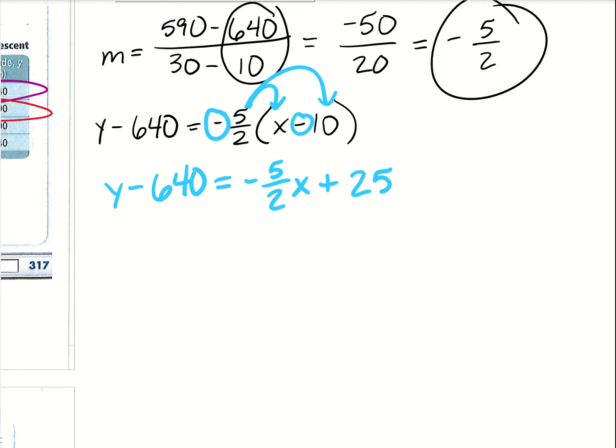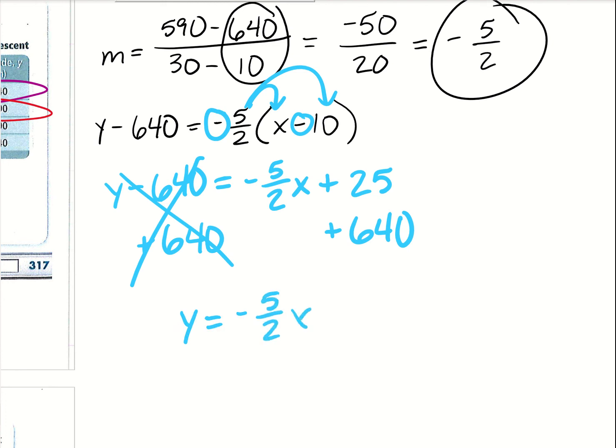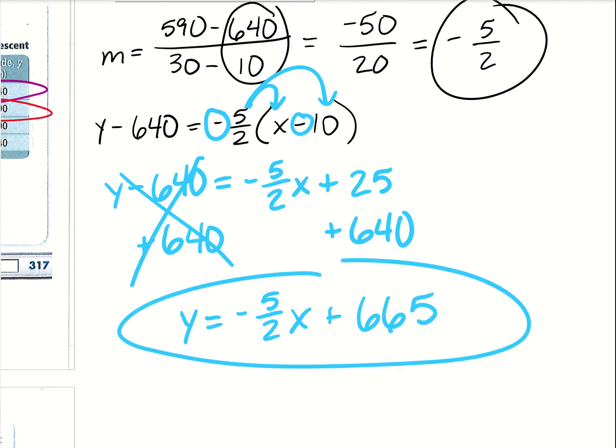From here we can add 640 to both sides because we need to get y isolated. So we do that. Now we have y equals negative 5 halves x plus whatever that is. That'd be 665. All right, that should be your equation in slope-intercept form.